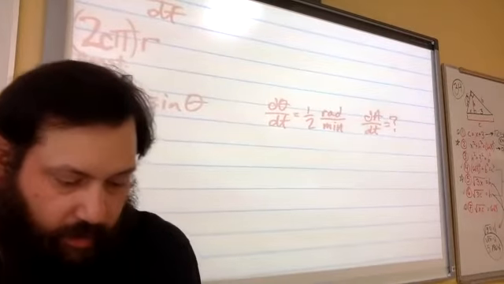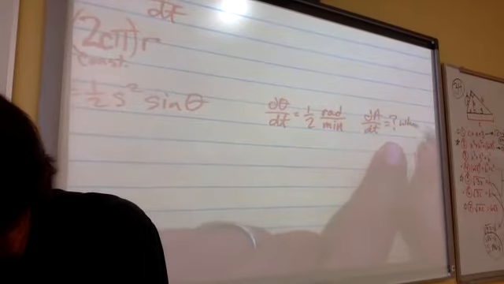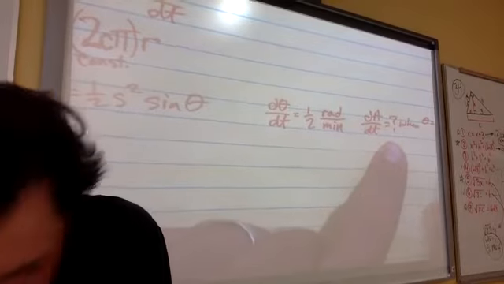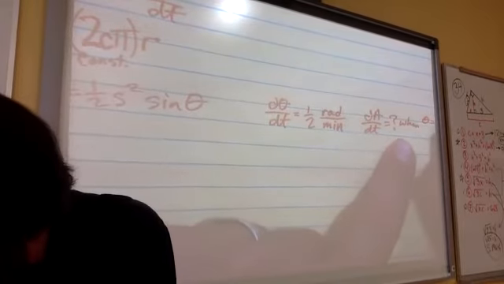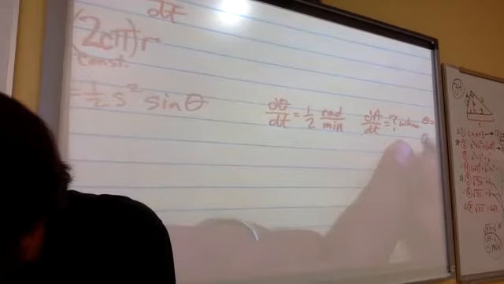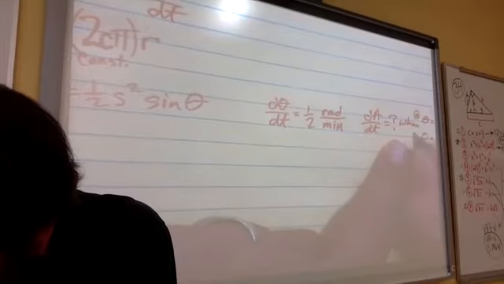When theta equals pi/6 and theta equals pi/3. So that's part A and part B.